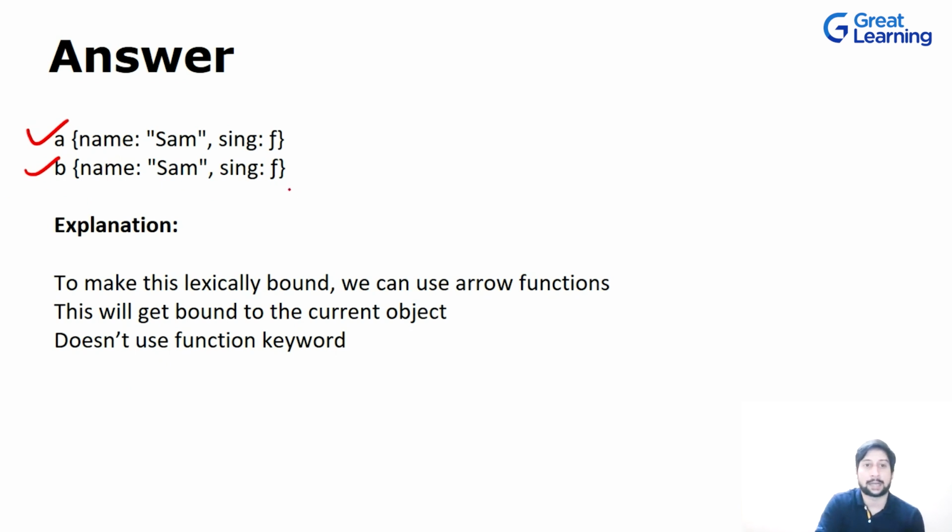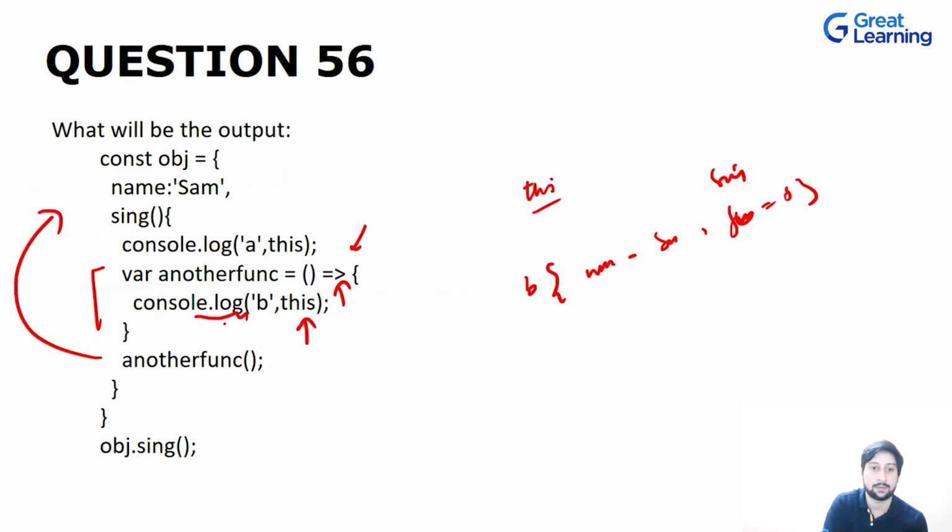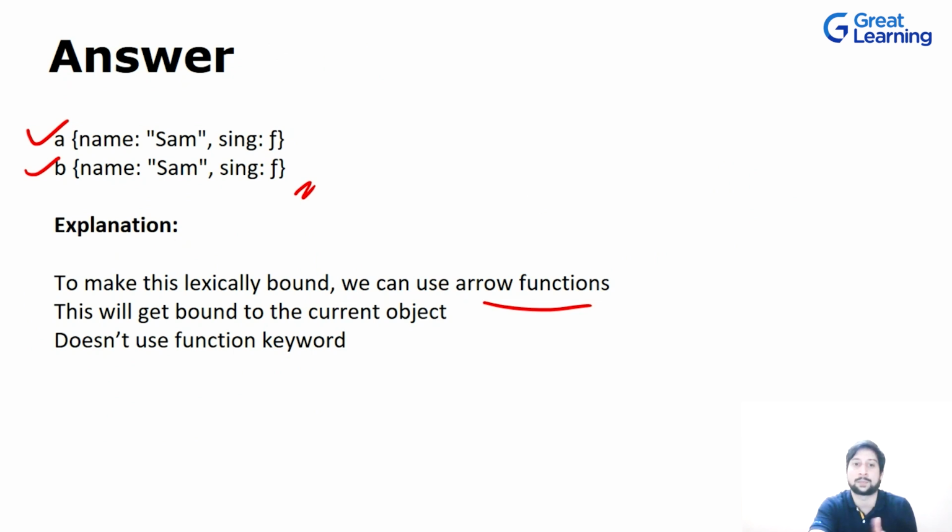Now this is the output that we got. So to make this lexically bound, we used arrow functions. And for this function that we wrote over here, we don't have to explicitly bind it. We used an arrow function, and this was bound with the current object, which is obj. And we don't have to explicitly use the function keyword as well.